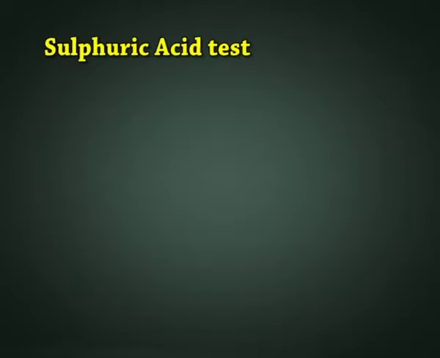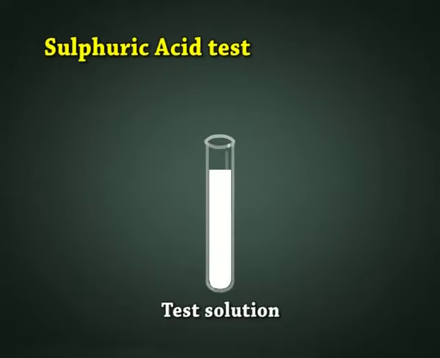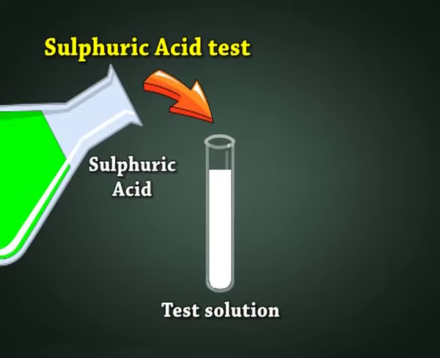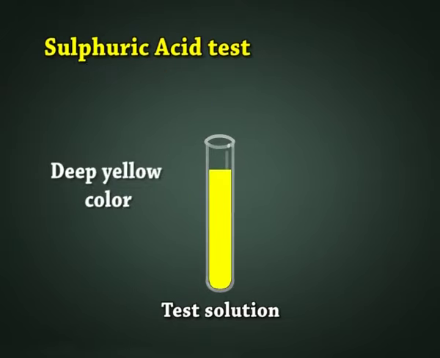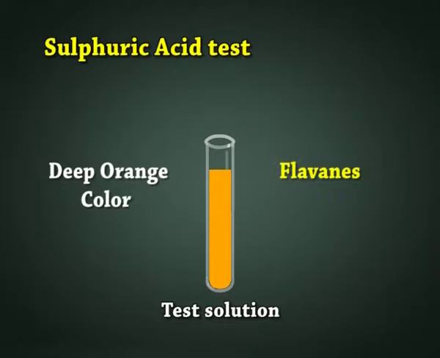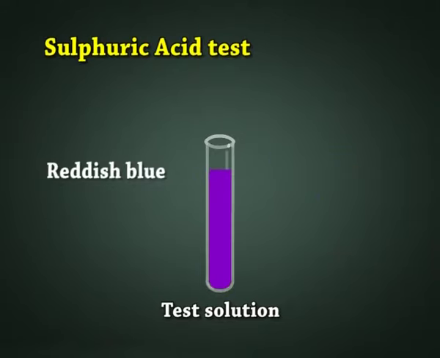Coming to the next test, which is called the sulfuric acid test. Take the sample and add sulfuric acid to the sample. A deep yellow color suggests the presence of flavones or flavonols, while the formation of deep orange color will indicate the presence of flavanones, and a reddish blue solution indicates the presence of chalcones and aurones in the sample.